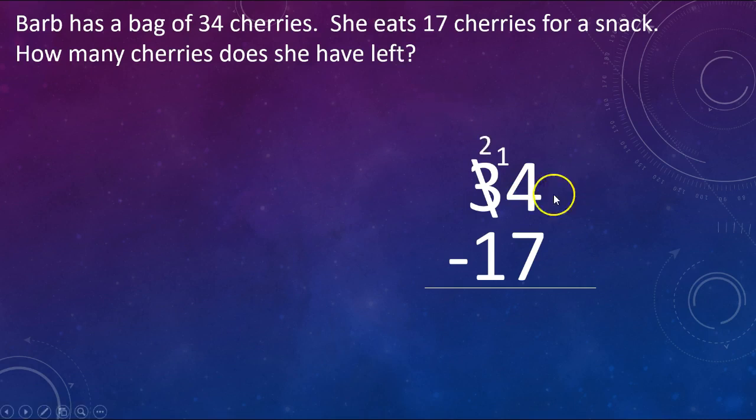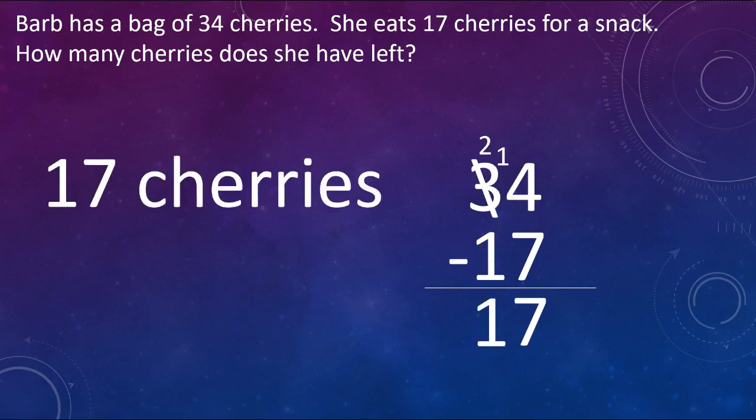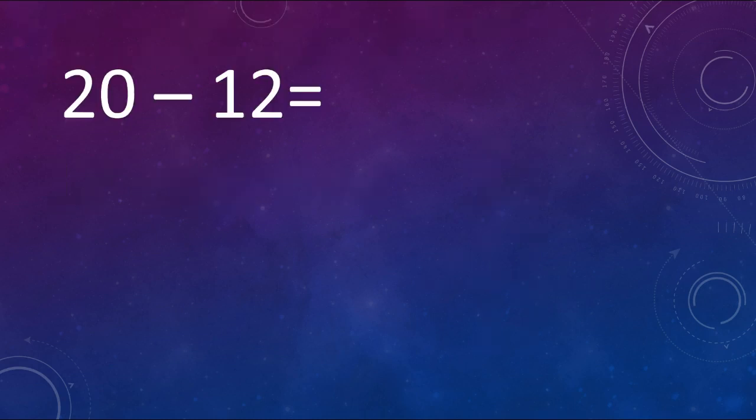So what is 14 minus 7? 7. And what is 2 minus 1? 1. So she had 17 cherries left. Alright, so now you need to go ahead and continue watching this video on your own, and your partner needs to watch the video on their own.